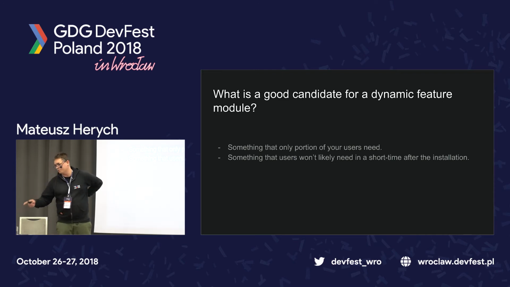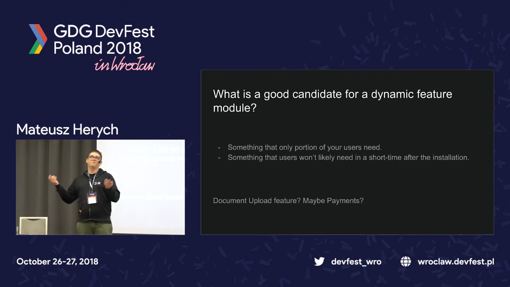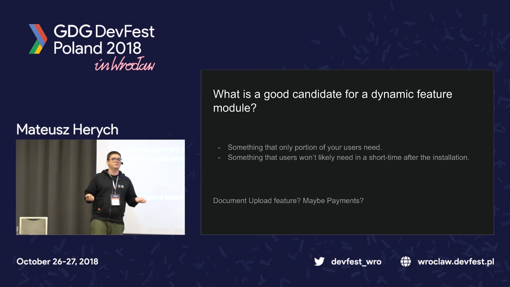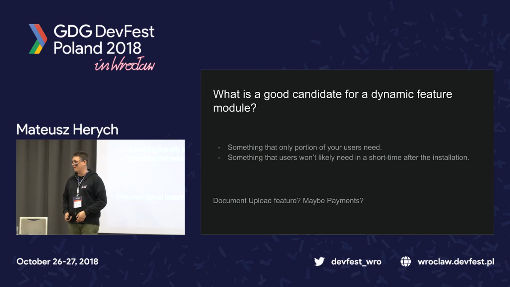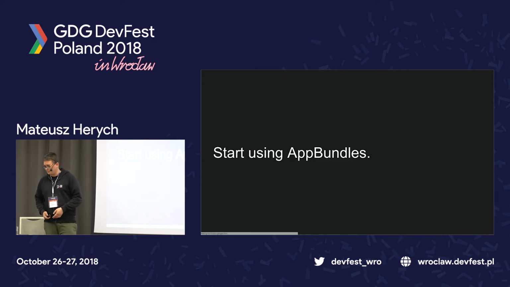So if users will need it in a short time after the installation, or it is core functionality of the app, it should be included in the base APK. Don't make your users wait after they have already waited. So the document upload feature, maybe payments. Maybe users don't use payments on mobile because they, for example, don't trust mobile devices or something. You need to answer based on your own data and how users are basically using your app.